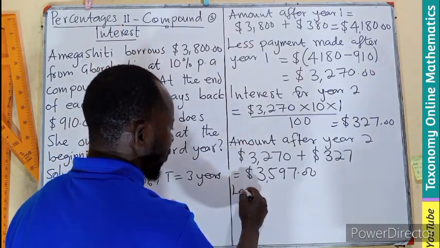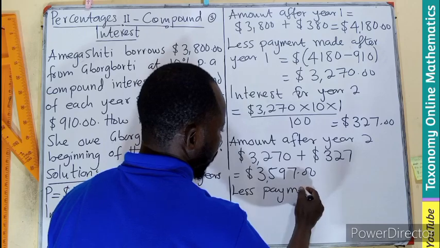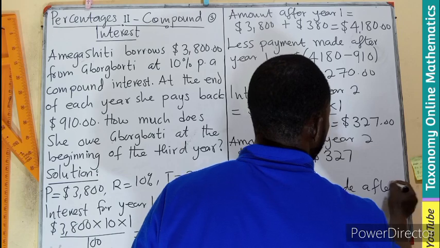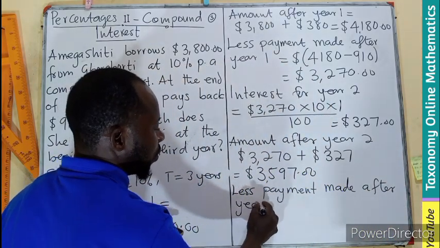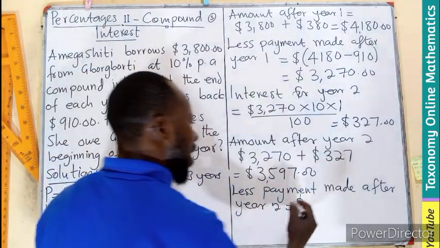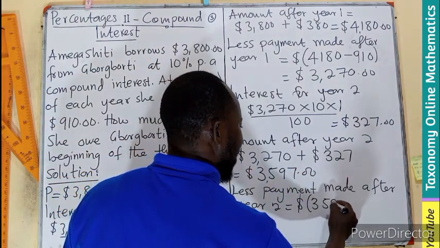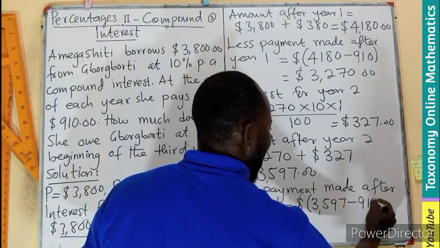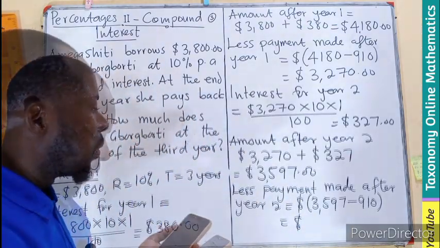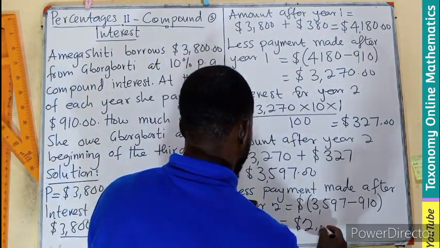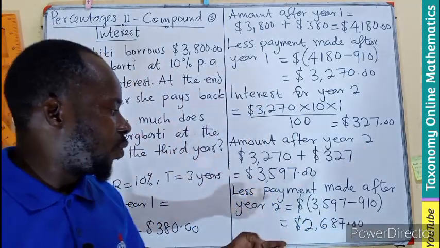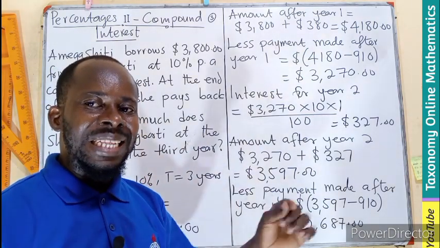Less payment made after year 2, right? What do I have? I have 3,597, but I am paying 910 out of that. So this should be giving me $2,687. So remember, this is what I am going to begin the third year with.